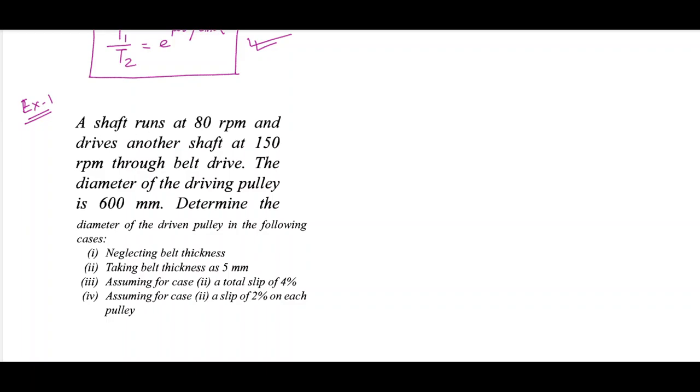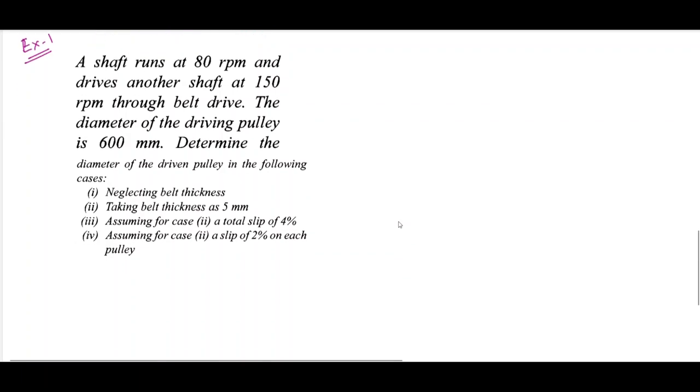Example 1. Here it has been given that a shaft runs at 80 rpm and drives another shaft at 150 rpm through belt drive. The diameter of the driving pulley is 600 mm. Determine the diameter of the driven pulley in the following cases. First case, belt thickness is neglected, and in the second case T is taken as 5 mm. In the third case, assuming a total slip of 4%, and in the fourth case you are assuming 2% slip in each pulley.